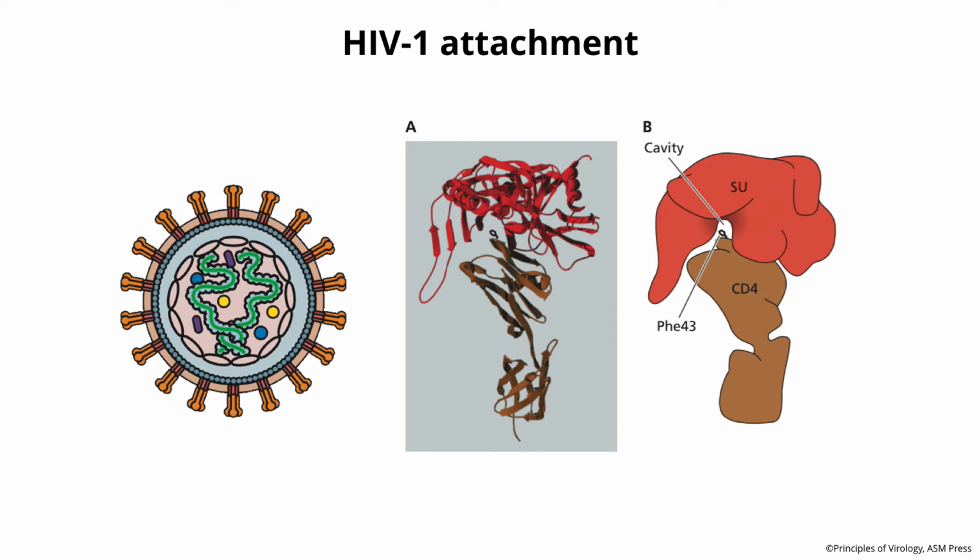It's binding to CD4. And there's a very important cavity for that interaction, which involves a phenylalanine residue on CD4 that fits into a pocket on the glycoprotein. Very much like sialic acid fits into the flu HA, except here it's a protein fitting into the glycoprotein of HIV. So those are ways that icosahedral and enveloped viruses can attach to cellular receptors.